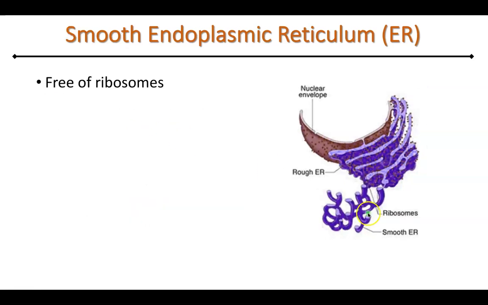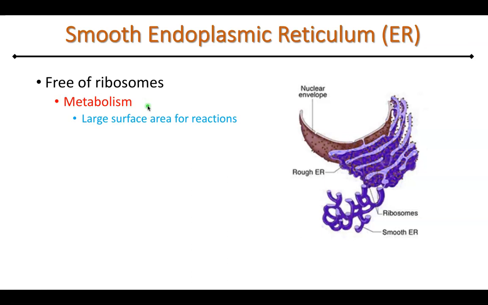The alternative one is the smooth ER. That's here without anything on it. It's called smooth because it's free of ribosomes, so it has no ribosomes on it. So it does have some major functions. One is metabolism. Metabolism is what we're going to talk about a lot, but that's how you make energy for the cell.